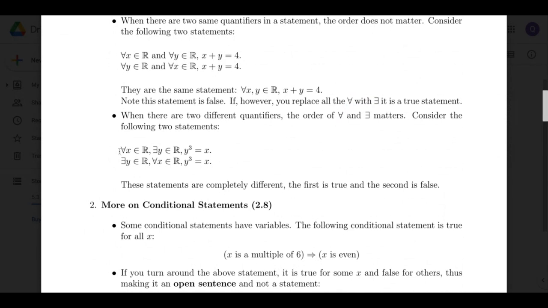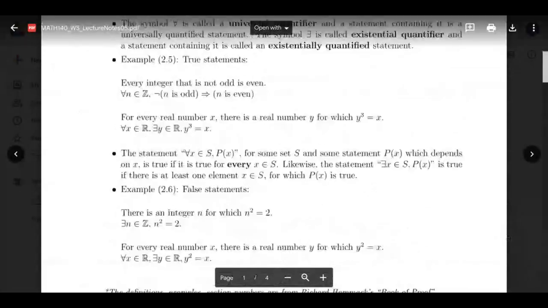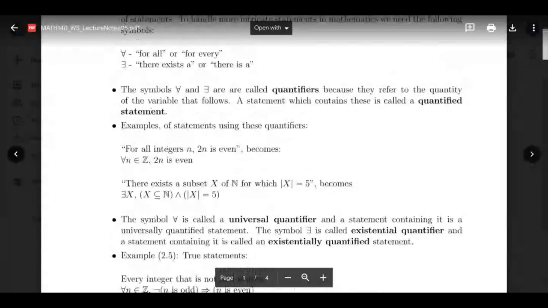Let's consider the following two statements. For all x in R, or for every x in the real set, there exists y in the real number set, y cubed equals x. If we switch those two quantifiers, we see there exists y in the real numbers such that for all x in the real numbers, y cubed equals x. Right? That would be different. That would give us a different meaning. So we have to be careful about the order when we mix the two quantifiers, for all and there exists. Okay, so this was talking about the two quantifiers: for all or for every, and there exists or there is a.